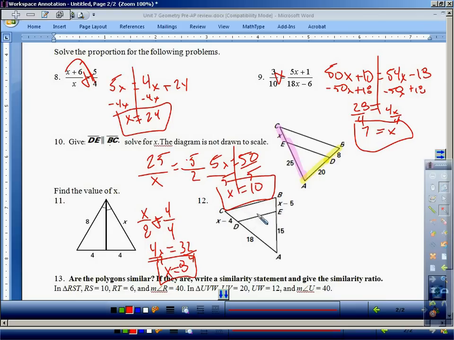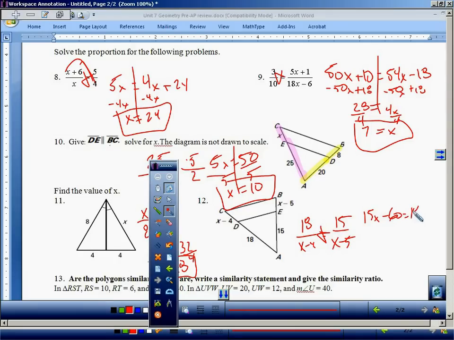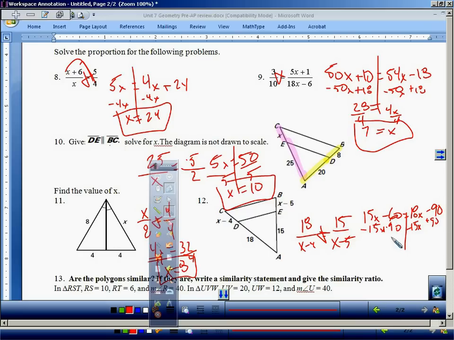And over here we're back to essentially the parallel concept again. If these are parallel, then I can set up a proportion. 18 to x minus 4 is equivalent to 15 to x minus 5. We cross multiply to solve. I get 15x minus 60 equals, so over here, 18x minus 5 times 18 is 90. I then rearrange, subtract 15x, add 90, and I'm left with a positive 30 equals 3x. Divide both sides by 3, and I get x is 10.